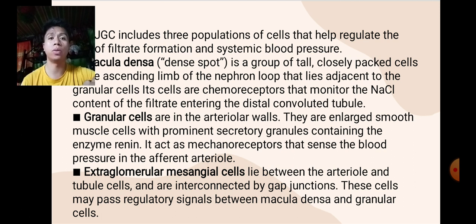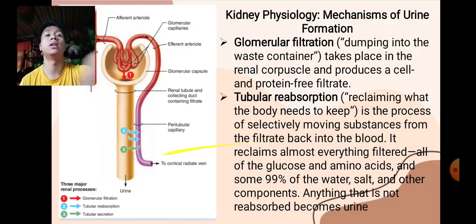The third one, the extraglomerular mesangial cells, lie between the arteriole and tubule cells. These are interconnected by gap junctions. These cells may pass regulatory signals between the macula densa and granular cells. Now we have the mechanism of urine formation, the physiology of how urine is formed in the kidney.